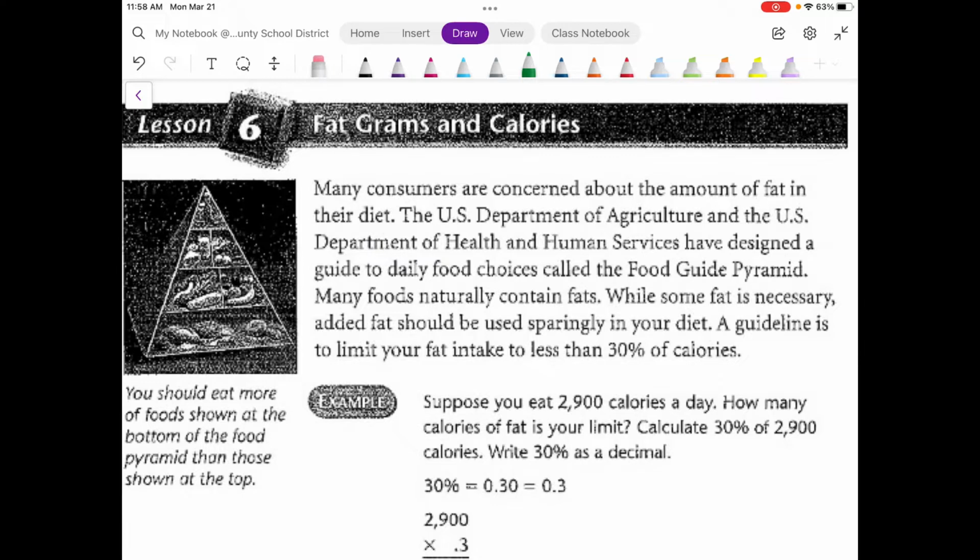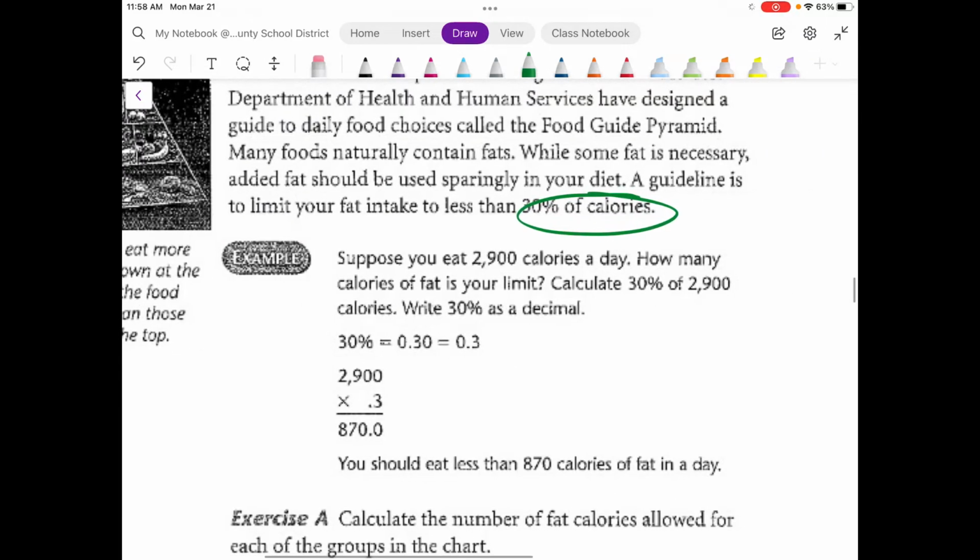Many foods naturally contain fat. While some fat is necessary, added fat should be used sparingly in your diet. A guideline is to limit your fat intake to less than 30% of the calories that you are consuming. Suppose that you eat 2,900 calories a day. How many calories of fat is your limit?